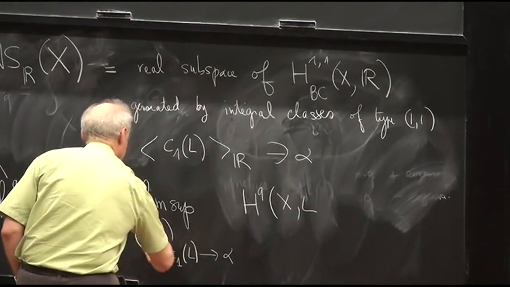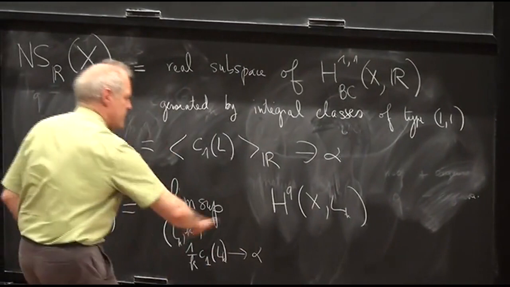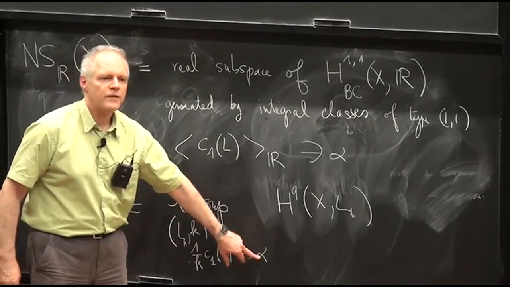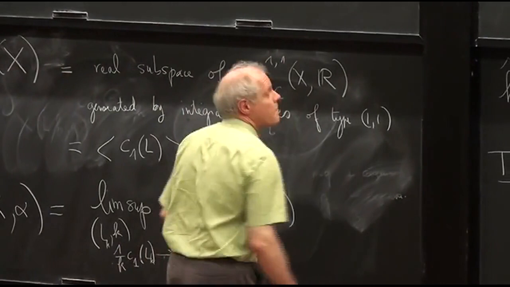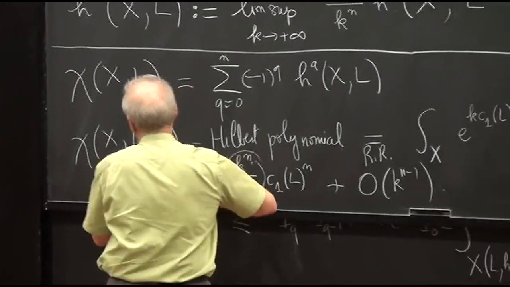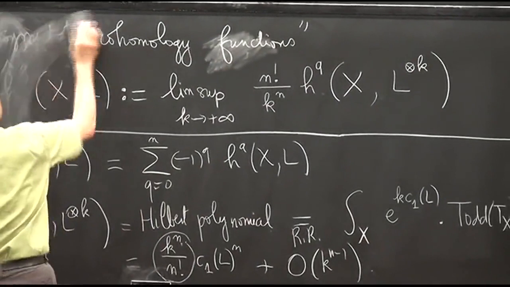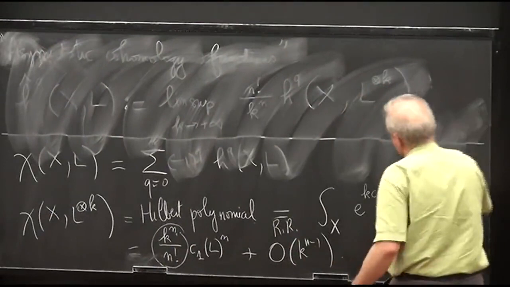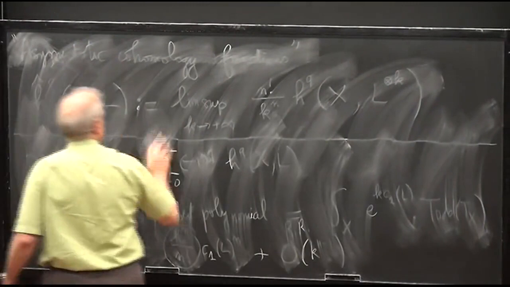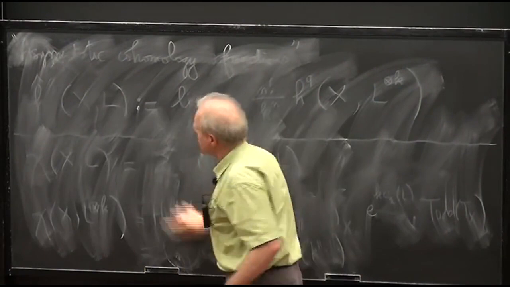So maybe I should put L_k. So you take sequences of line bundles in such a way that 1 over k c_1 of L_k converges to alpha, and you take these limsups. It's not completely clear that this will coincide with this, but in fact it is true on a smaller subspace. In general, it would be a conjecture. But maybe I can state this as a conjecture.